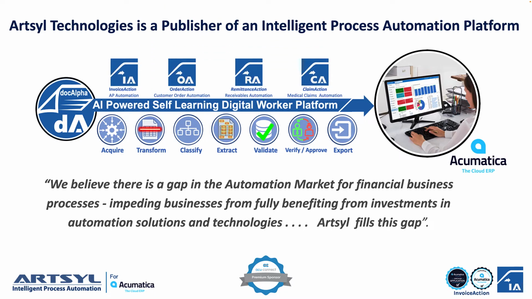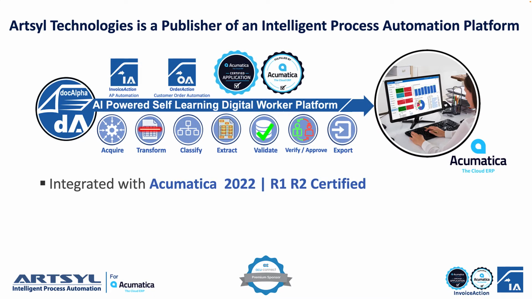From this platform arise what we call action solutions, pre-configured with all the system components and intelligence for critical financial business processes. InvoiceAction and OrderAction are Acumatica certified applications available through the Acumatica Marketplace and through Acumatica partners. They can be used with any type of document in support of invoice and order processing. That is why it is architected to be a platform. It can be customized, segmented, scaled, integrated with, and utilized to meet your specific requirements.